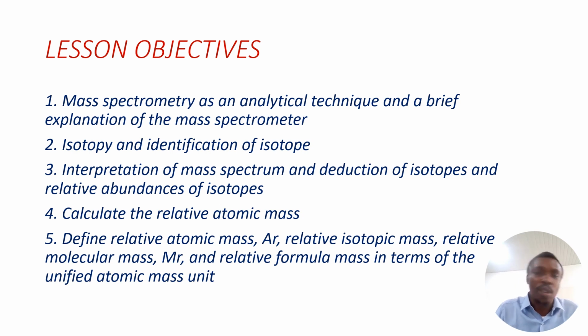So in today's lecture, we'll be looking at mass spectrometry as an analytical technique and a brief explanation of the operation of the mass spectrometer. Then we're going to look at the concept of isotopy and identification of isotopes, then interpretation of mass spectrum, and how we can deduce what isotopes and relative abundance of what isotopes from the mass spectrum. Then we're going to calculate the relative atomic masses of elements.